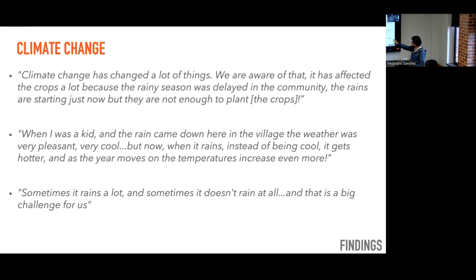And this one was also something short but very powerful. Sometimes it rains a lot, sometimes it doesn't rain at all. And that's a big challenge for us. Because as I was telling before, all of their customs are transmitted orally. So the grandparents tell their kids that you have to plant this type of crop in this month, because in this month the rains come. So they keep doing it over and over. But what if they keep doing that and the rains never come, because they don't have a track of in which month the rains are coming?